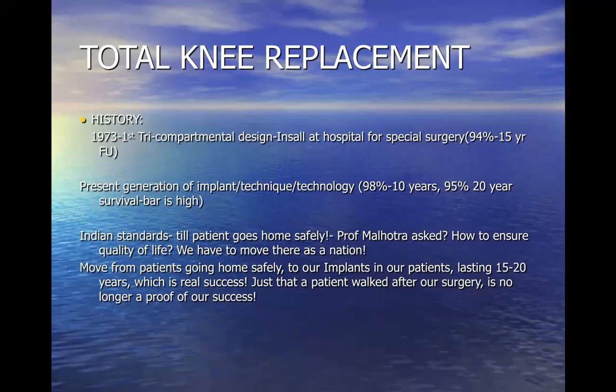Indian standards in arthroplasty or any surgery is to make sure that the surgery is safe and the patient goes home safely. That is the standard. I was in a meeting with Prof. Malhotra when he was IOA president, and he talked about how to ensure quality of life. He was talking about FFM basically. And I think we, as a nation, have to move there. Quality is more important than quantity.